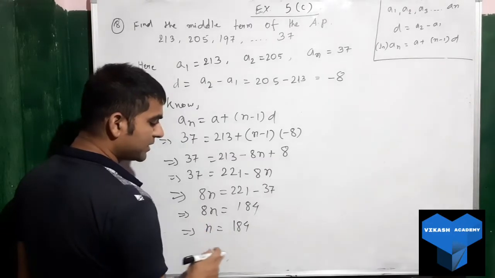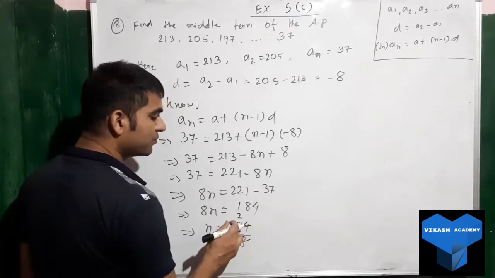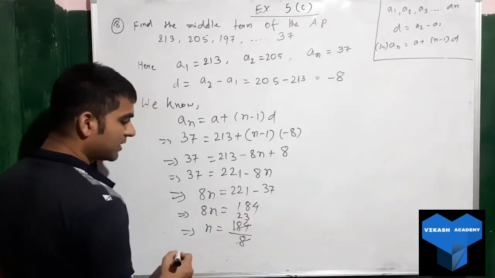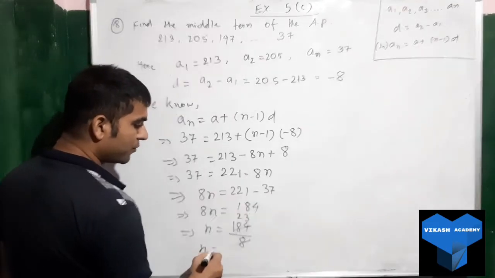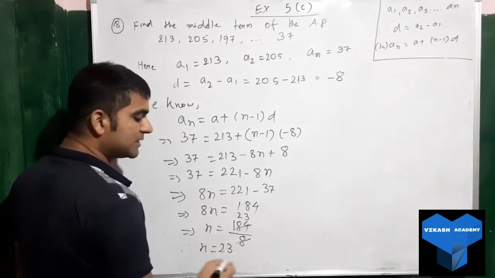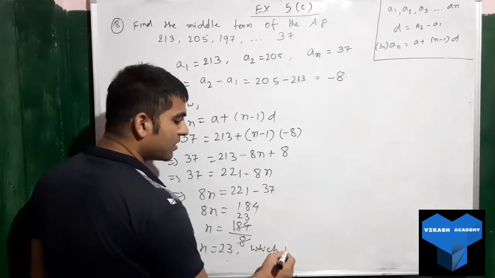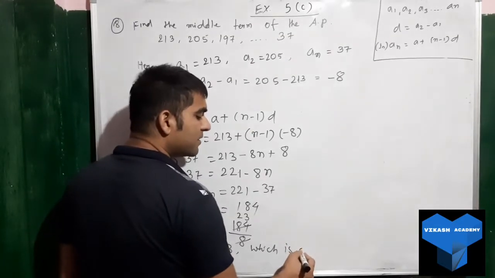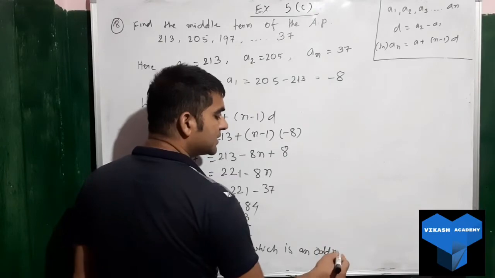Then 8 is multiplied here, so it will come to this side, divide. 8 2s are 16, 8 3s are 24, right? So we got n is equal to 23. Which is what? Is 23 an even number or an odd number? So it is an odd number, it cannot be divided by 2.